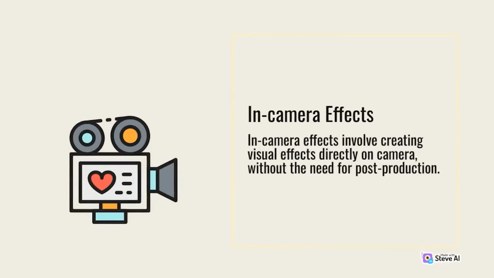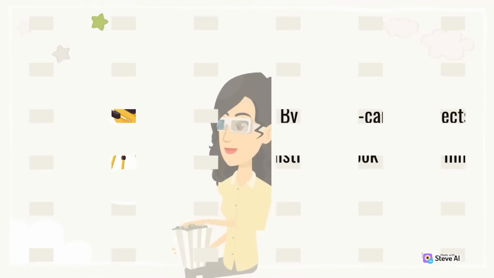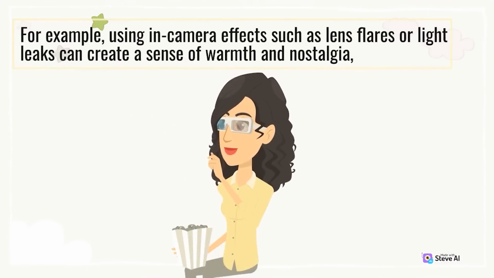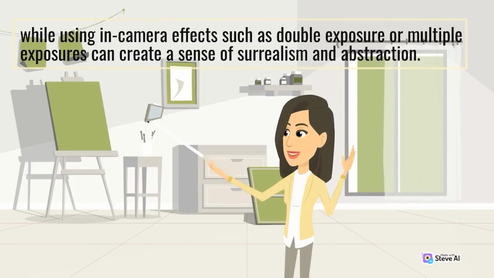In-camera effects. In-camera effects involve creating visual effects directly on camera, without the need for post-production. By using in-camera effects, you can create a unique and distinctive look for your film. For example, using in-camera effects such as lens flares or light leaks can create a sense of warmth and nostalgia, while using in-camera effects such as double exposure or multiple exposures can create a sense of surrealism and abstraction.